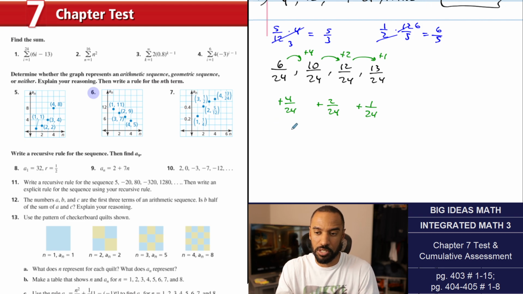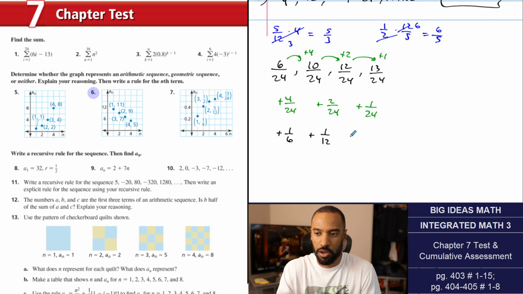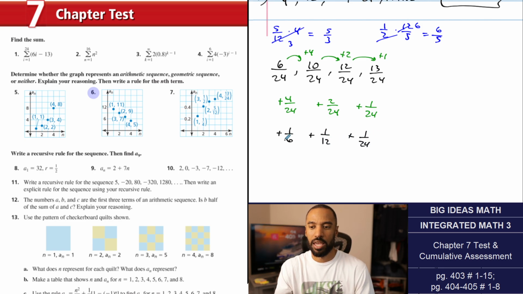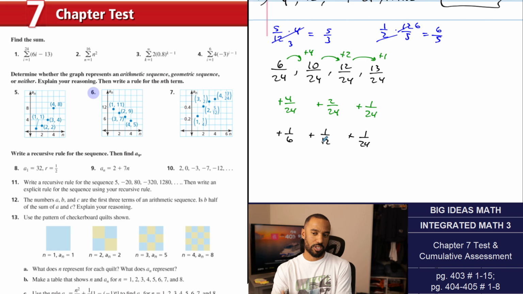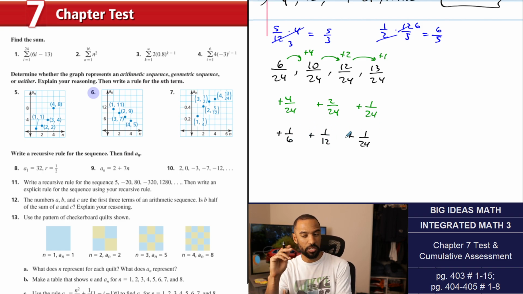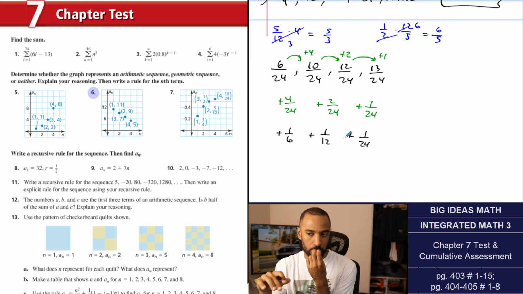How about if I reduce these now? This is plus 1/6 plus 1/12 and plus 1 over 24. If we could find a way to explain that we're just adding 1 on top and the bottom's increasing by a certain amount because it's doubling its previous set, that might help. This is kind of tough.